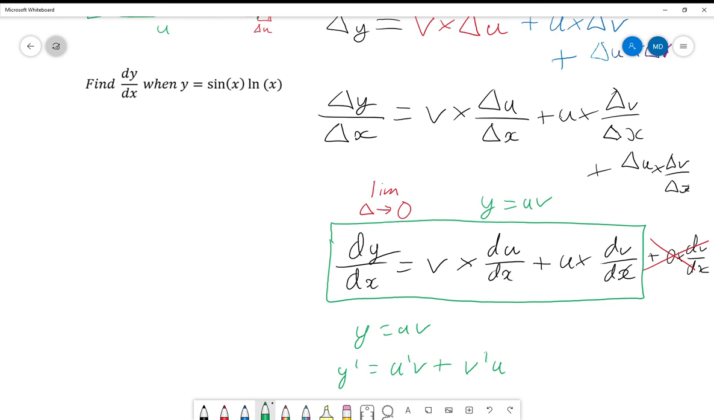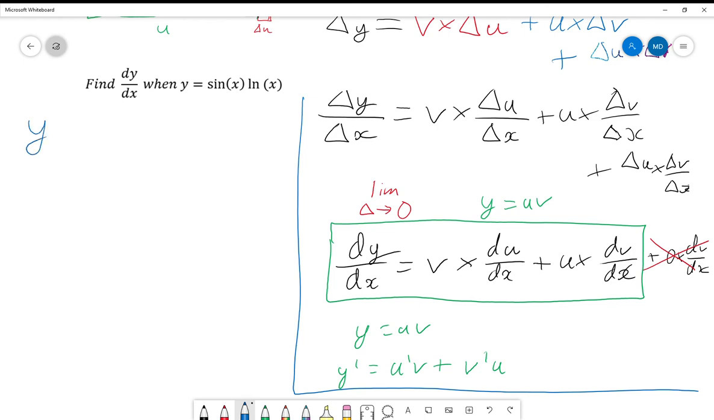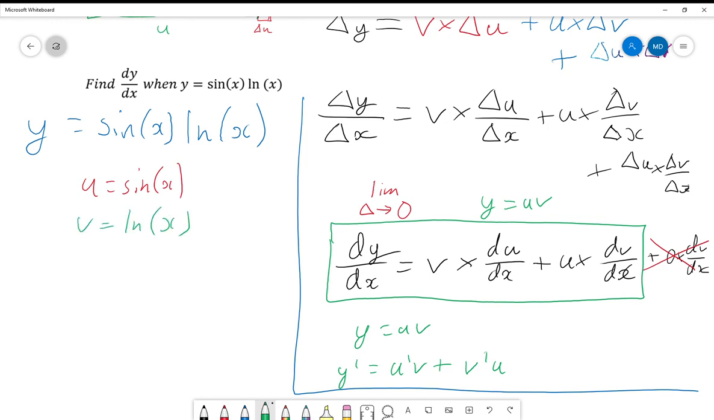Now, how do we use this? Well, here's exactly the question we're dealing with. We've got y equals sine of x, natural log of x. So I'm just going to say u equals sine of x, v equals the natural log of x, and therefore, and it's always nice to have it as a nice little grid, u dash equals cosine of x, v dash equals 1 over x, and then we've got a nice little grid here, and we sort of multiply along the diagonals because we want u times by v dash and v times by u dash.